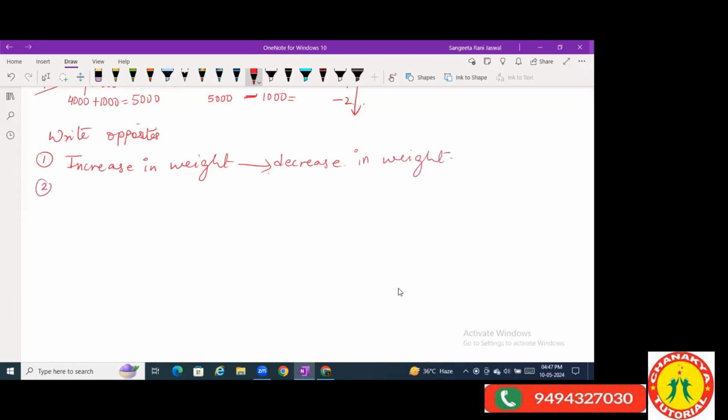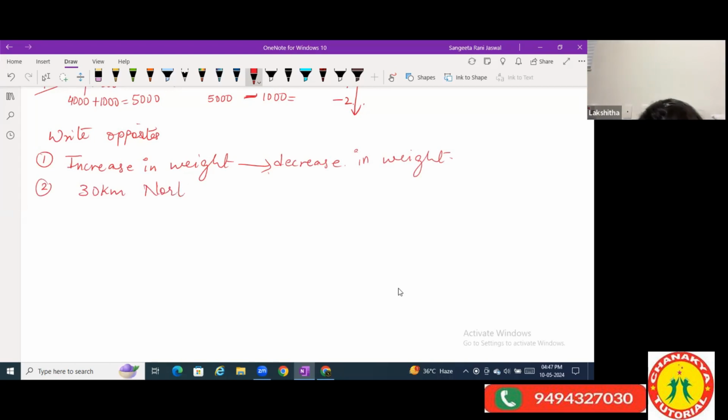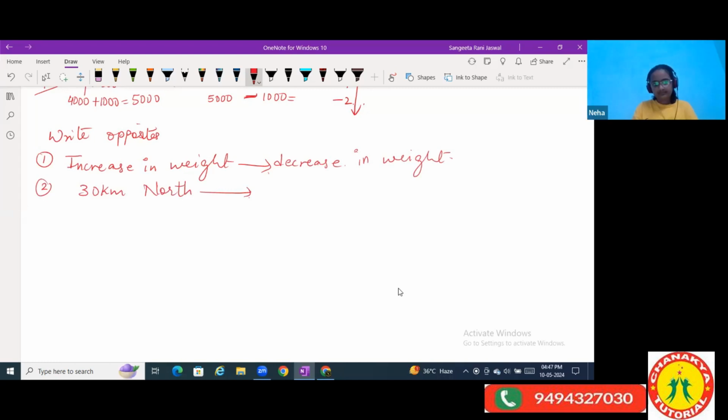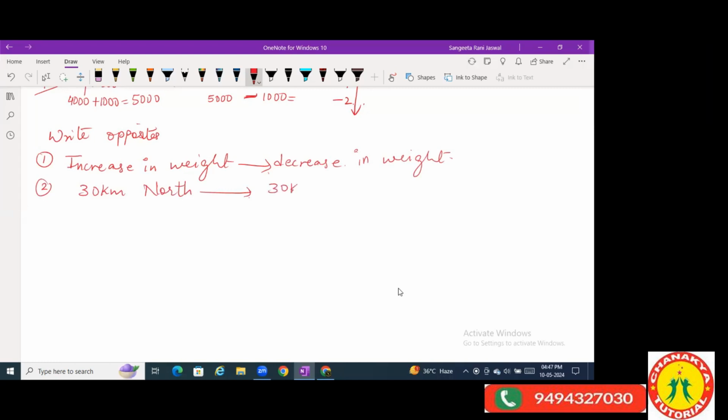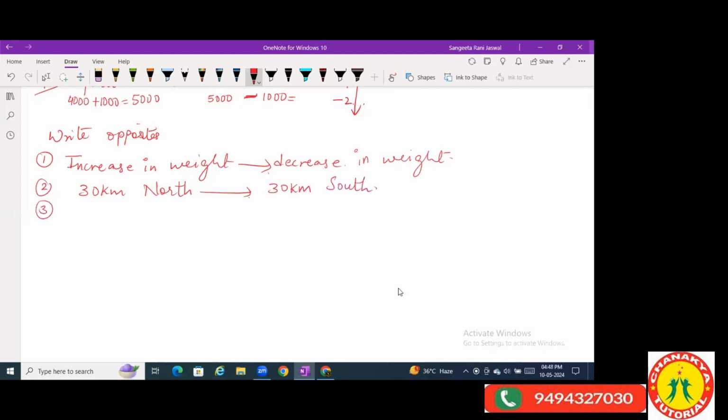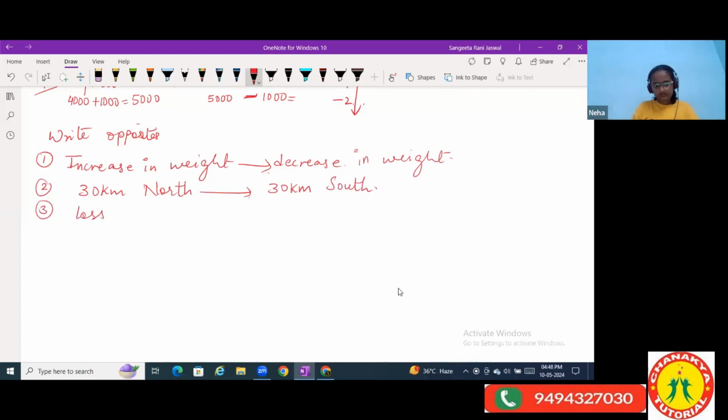Okay. Then suppose I say 30 kilometers north. South means exactly opposite direction to the north, is it? So that is 30 kilometers south. Are you understanding? Okay, ma'am. Yes, exactly opposite.